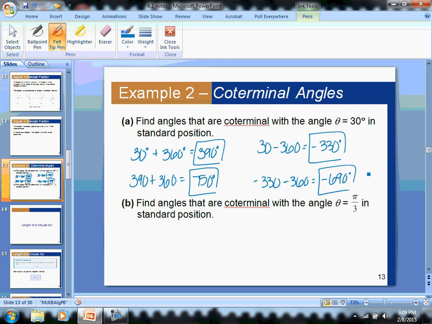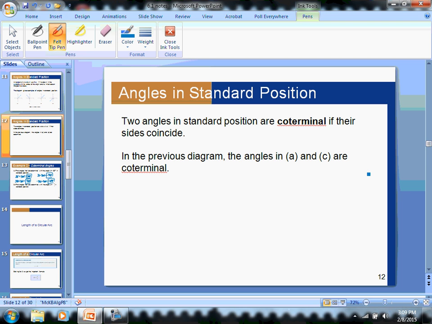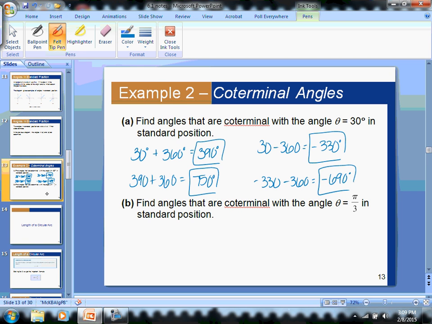Now part B, this should be familiar. This is what we did in the previous chapter as well when we were finding coterminal radian angle measurements. We start with the radian measure that we're given. Here it's pi over 3. And one whole rotation around the unit circle in radian mode is 2 pi. So you keep adding 2 pi or subtracting 2 pi. Now this we've talked about before. You really have to think of fractions now. Okay, this is 1/3 plus 2. So when you're adding here, you need a common denominator.